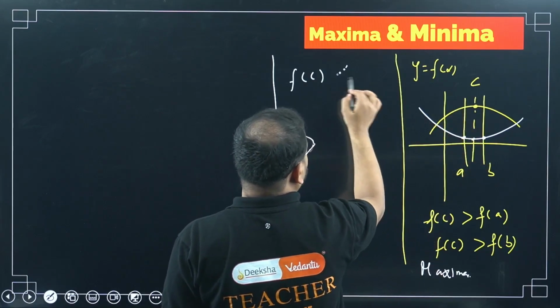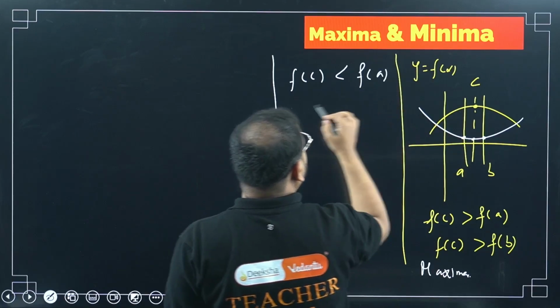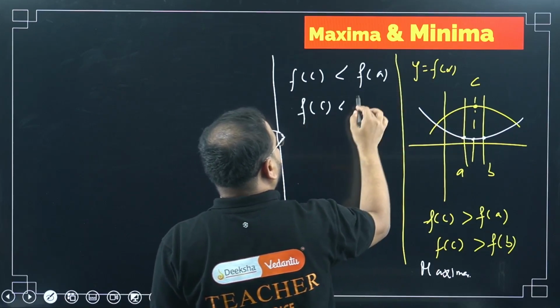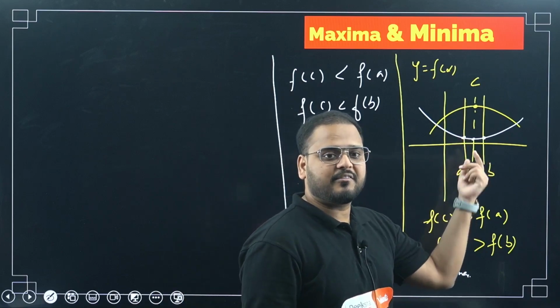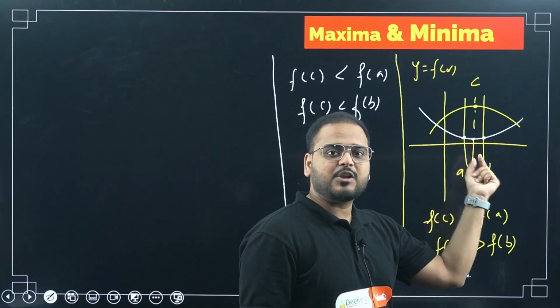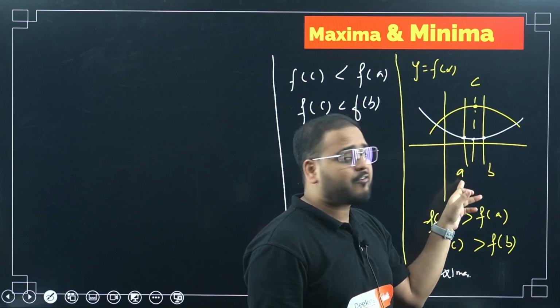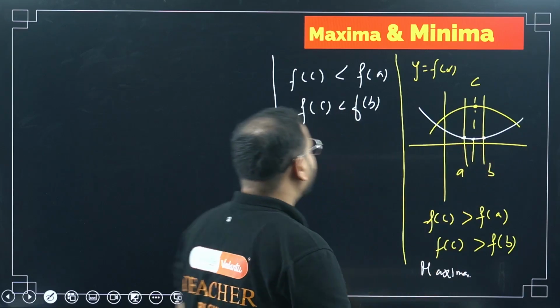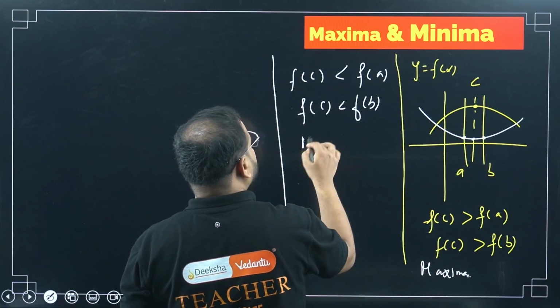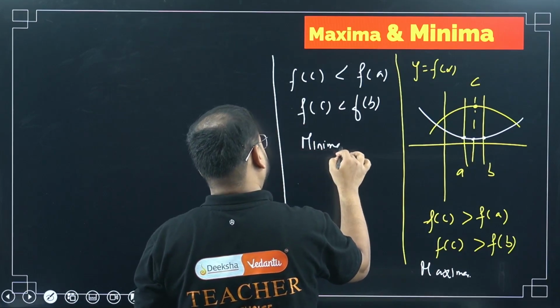Please check here. f of c should be less than f of a and also less than f of b. Correct, right? At this particular point, look at the white curve. What is happening? This value is the minimum, right? So f of a is more than f of c, and f of b is also more than f of c. When that is true, we call it the point of minima.